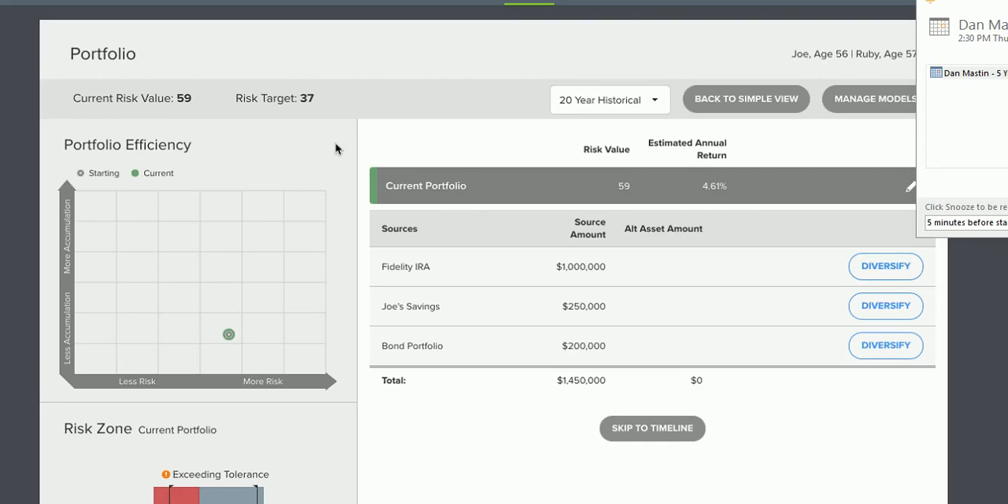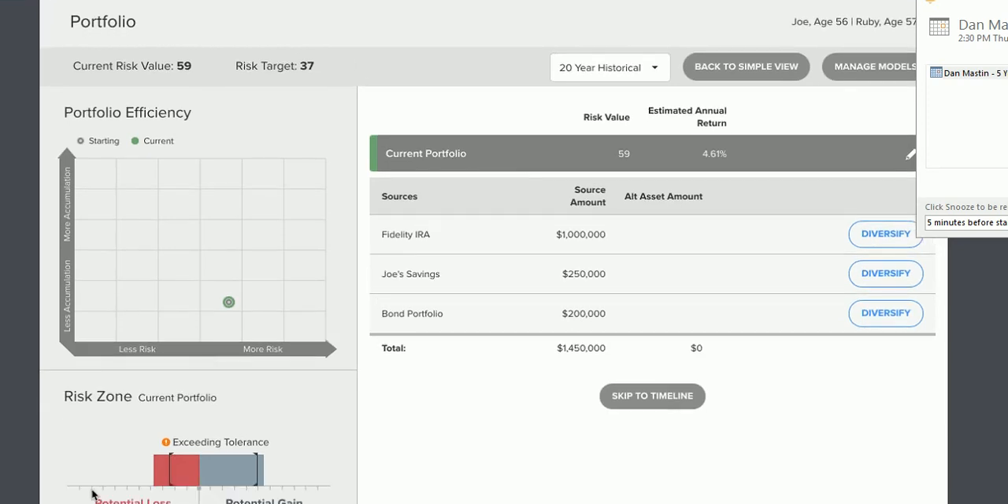And also, you're reminded that you've got a risk target of 37 based on a current value of 59. We also have the risk zone that's brought over. You'll see that little warning message, exceeding tolerance. You're taking on more risk than you'd like to based on what you just told me. So we have a job to do. We need to get this risk zone inside the tolerance you've asked for. We hopefully can increase some returns by building a more efficient portfolio, and let's drive this dot up into the left on the portfolio efficiency graph.